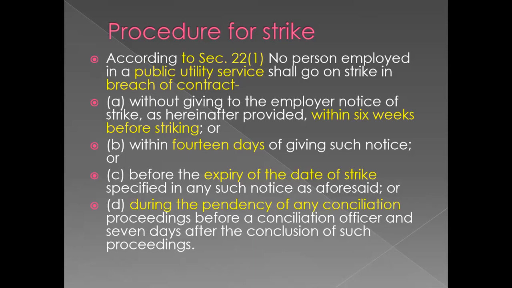These are the conditions of procedure they have to follow. Without prior notice, nobody can go for a strike. Prior notice must be given within six months before striking, and the strike cannot begin within 14 days of giving that notice. They have to give six weeks prior notice to the employer, and after giving it, within these 14 days they shouldn't go on strike. Also, before the expiry of the strike date mentioned in the notice, they shouldn't strike. And during the pendency of any conciliation or adjudication proceeding, no strike can take place.